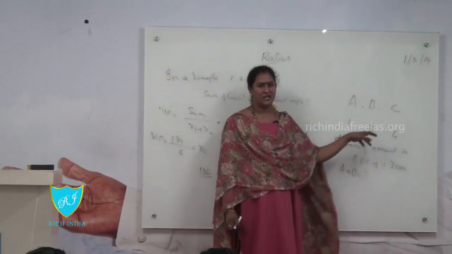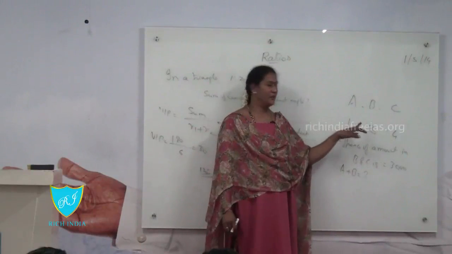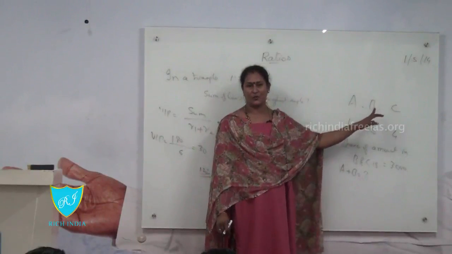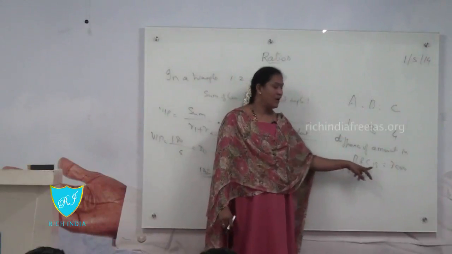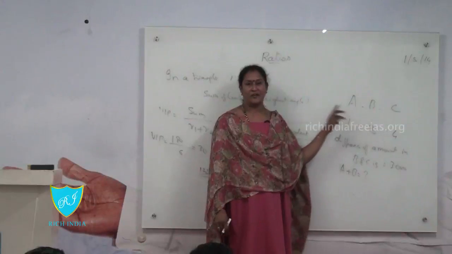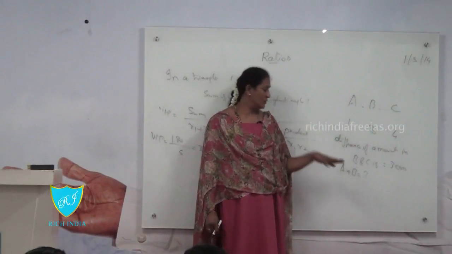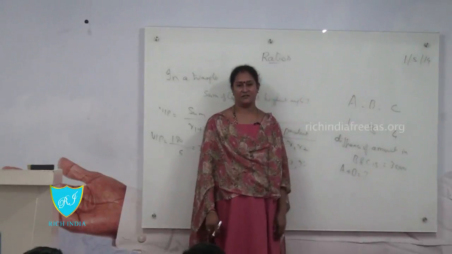The difference between B and C is how many parts? One part. B gets 3 parts, C gets 4 parts. The difference is 1 part. So 1 part is 3000. We need A and B. A and B is how many parts? 4 parts. So 4 into 3000 is 12,000.